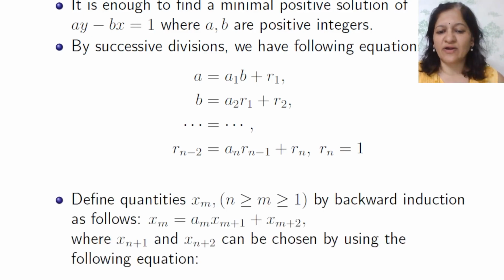Then we define the quantities xm by backward substitution as follows. Xm equal to am xm plus 1 plus xm plus 2, where xn plus 1 and xn plus 2 are particularly chosen by using the following equation. Rn minus 1 xn plus 2 minus xn plus 1 equal to minus 1 raised to n. N is the number of steps where we stopped.